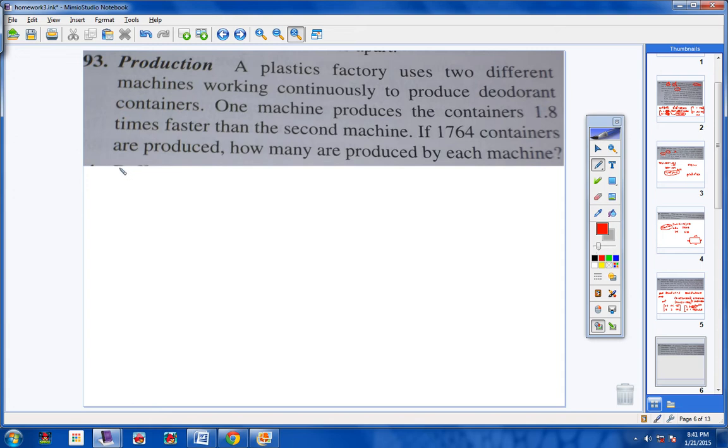Uses two different machines working continuously to produce deodorant containers. One machine produces the containers 1.8 times faster than the second machine. If there are 1764 containers, how many are produced by each machine? So we have, I'm going to call it machine X and machine Y. So there's your unknowns, okay? Machine X, of course, is denoted by X, and machine Y is denoted by Y.